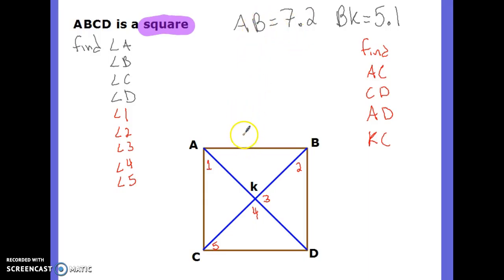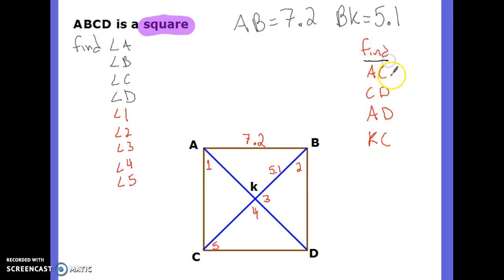I said that AB is 7 2/10. I'm writing that down here. I've also said that BK is 5 1/10. So, I'm going to switch this to our black so we can start to work in some of these answers. Now, let's start with the side lengths first.